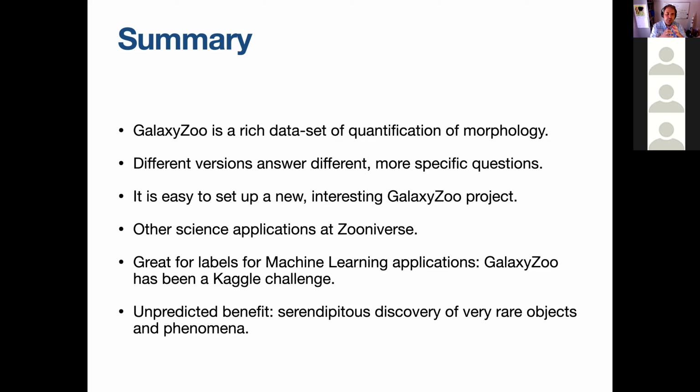It's great for labeling for machine learning applications. Machine learning essentially needs training sets, so you can go out and get new data, and these are the labels. This is a spiral galaxy. This is an elliptical galaxy. That's a barred galaxy. And if you train something, it has to get to those labels. So for example, Galaxy Zoo has been a Kaggle challenge, if you know what Kaggle is.